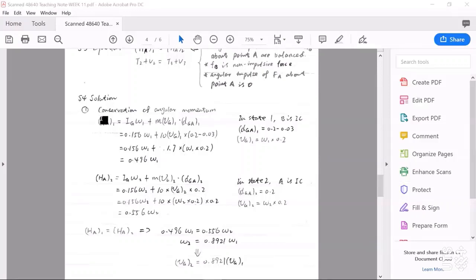Now calculate the angular momentum of this wheel in state 1 and in state 2, and substitute the expressions of Vg1 and Vg2 into these two equations. And finally, we can get the relationship between Vg2 and Vg1. So now we have related Vg2 and Vg1.